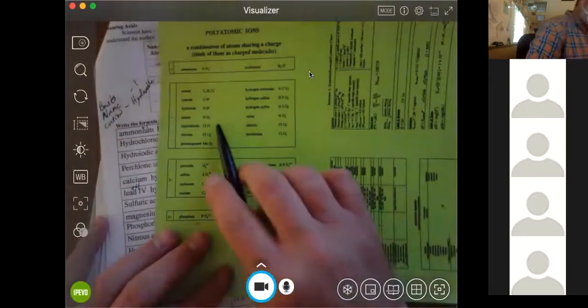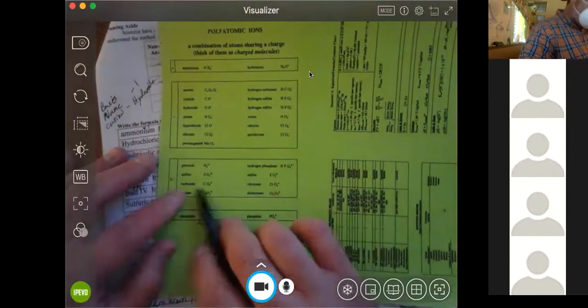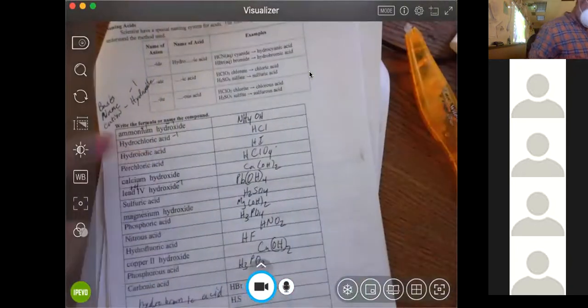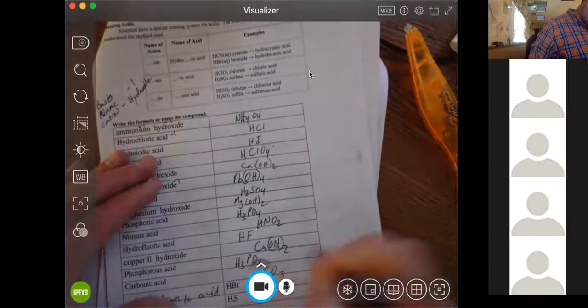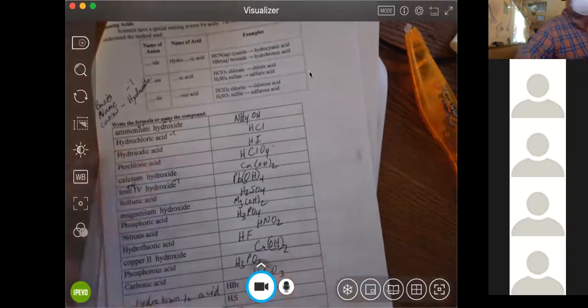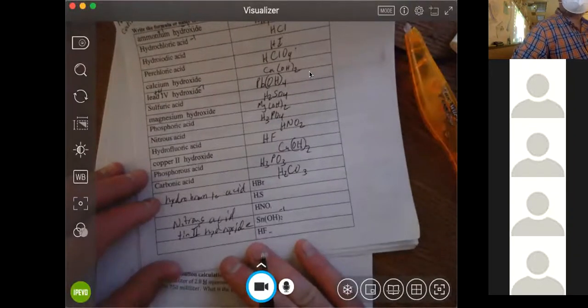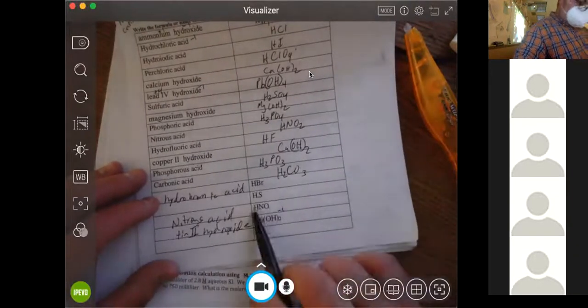So to do this, you have to look on here at carbonate. That's CO3, 2 negative. So we have CO3. Since it's 2 negative, that means we need 2 hydrogens to balance that out there. Going back to the naming.